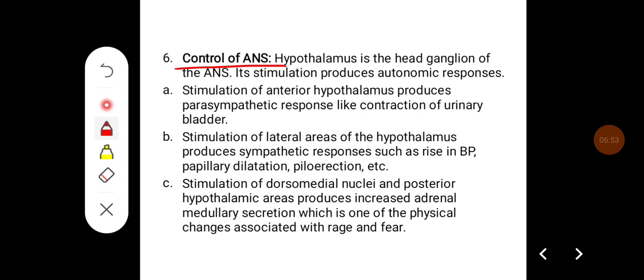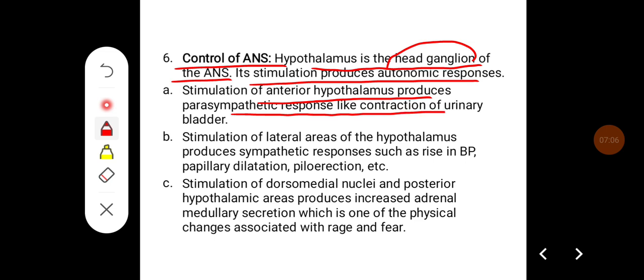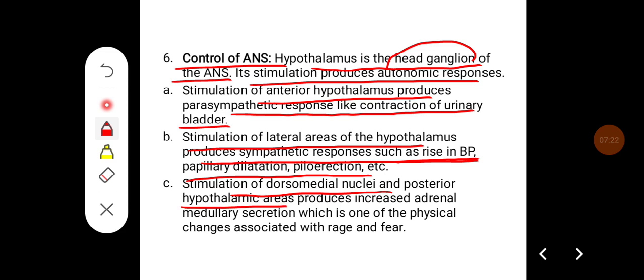It is important for control of the autonomic nervous system. The hypothalamus is called the head ganglion of the autonomic nervous system. Its stimulation produces autonomic responses. Stimulation of the anterior hypothalamus produces parasympathetic responses like contraction of the urinary bladder. Stimulation of the lateral areas of the hypothalamus produces sympathetic responses such as rise in blood pressure, pupillary dilatation, and piloerection. Stimulation of dorsomedial nuclei and posterior hypothalamic areas produces increase in adrenal medullary secretion, which is one of the physical changes associated with rage and fear.